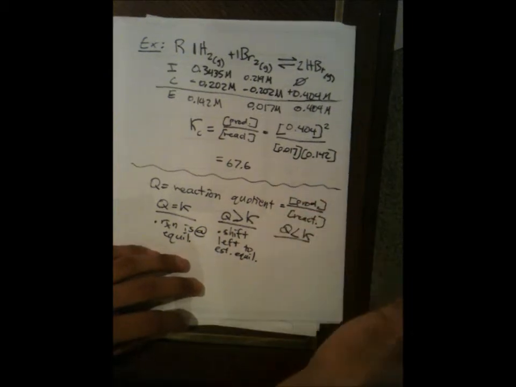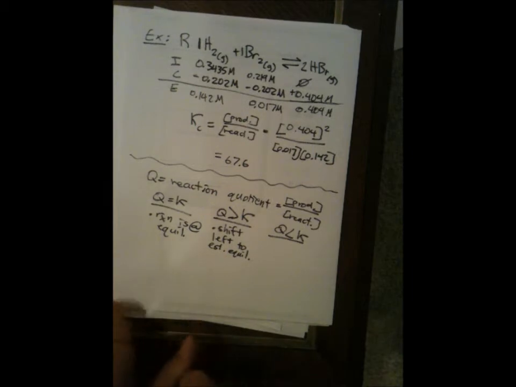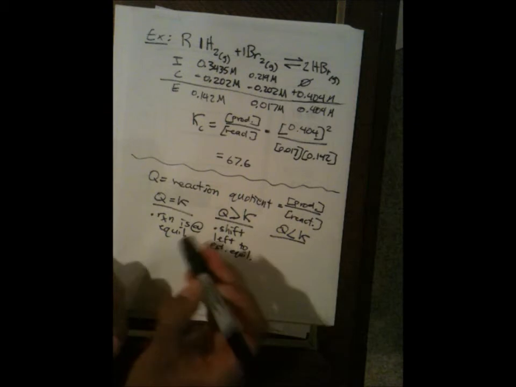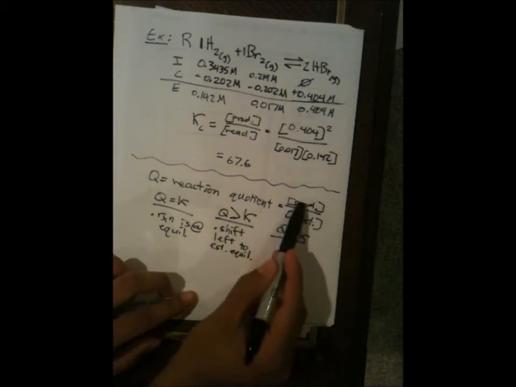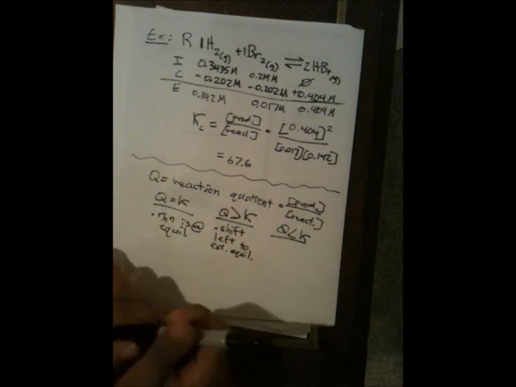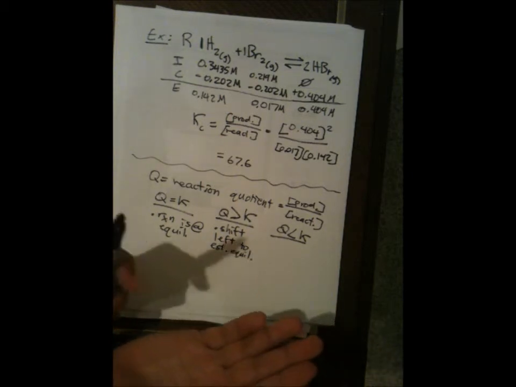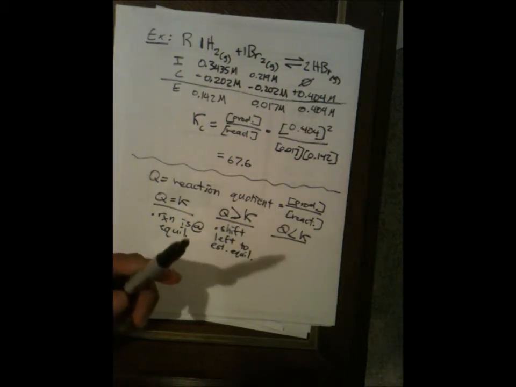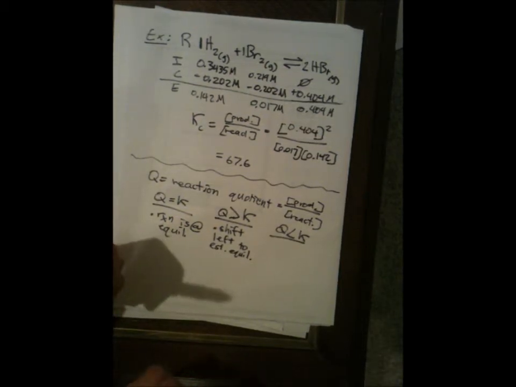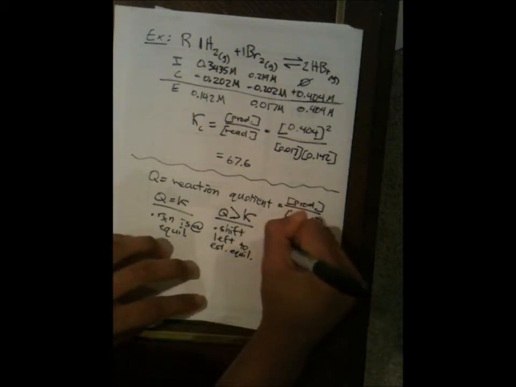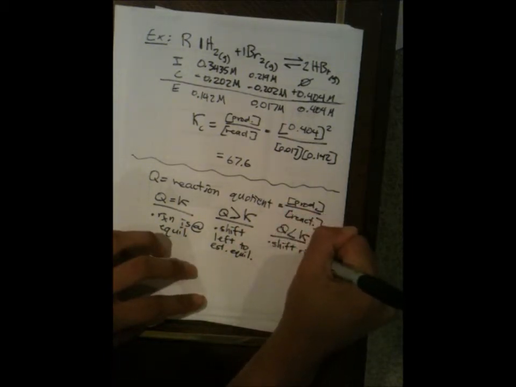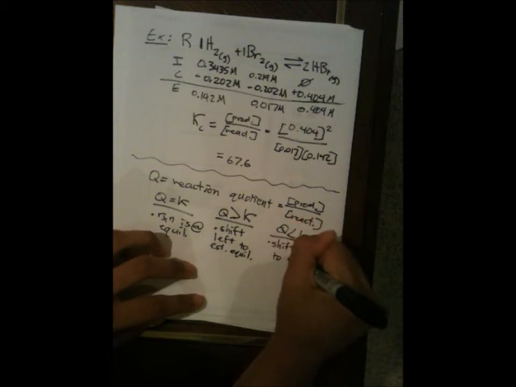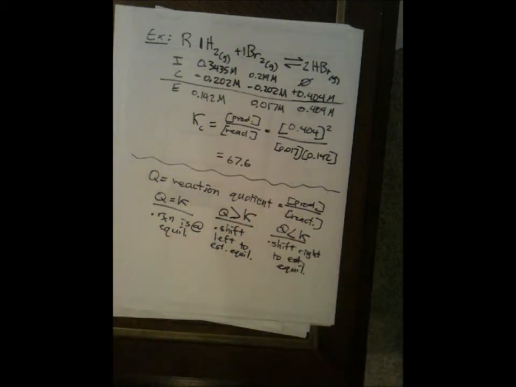Right? Now what if Q is smaller than K? You can probably say, oh, it's the opposite, so shift right. Well, again, you think about it conceptually. Q is products over reactants. So that means reactants are increased, products are decreased because Q is smaller than K. So there are more reactants, which are on the left side, than products, which are on the right side. So you have to shift to the right side to gain more products, to compensate. So shift right to establish equilibrium, okay?